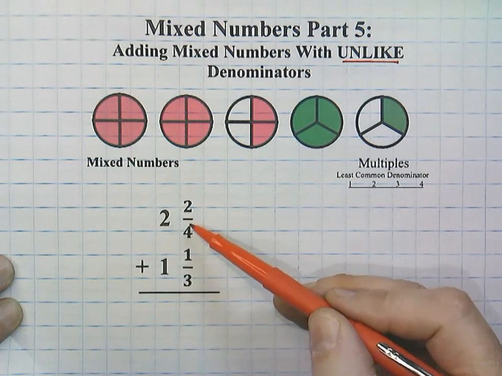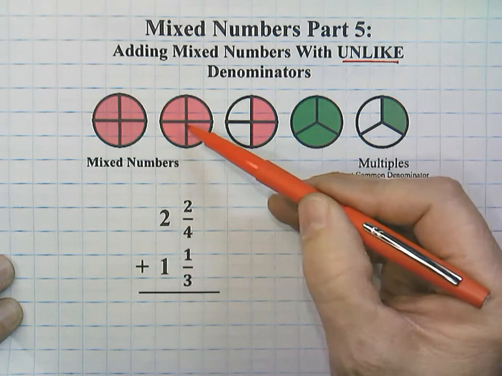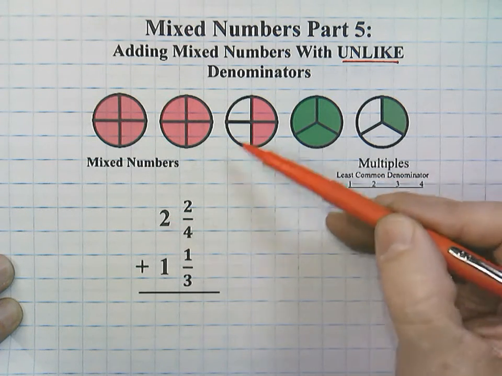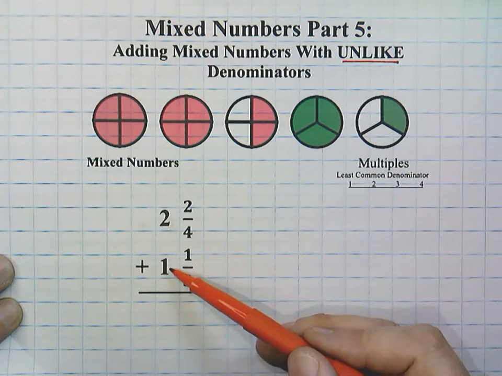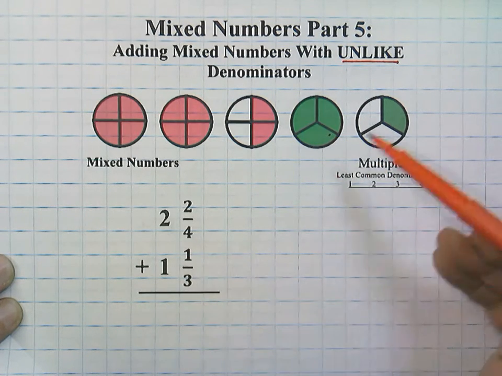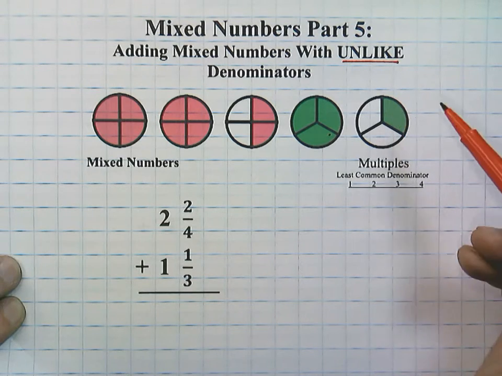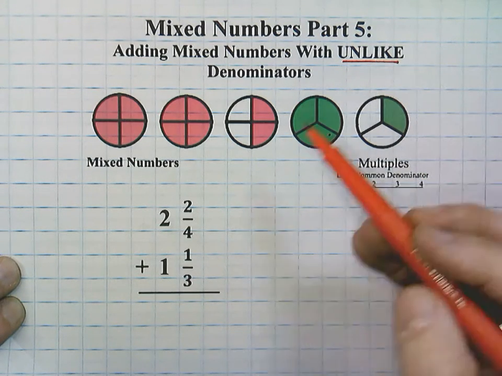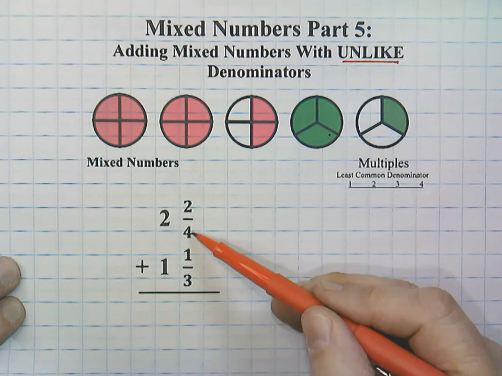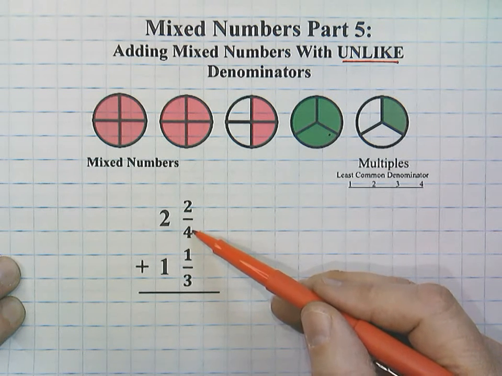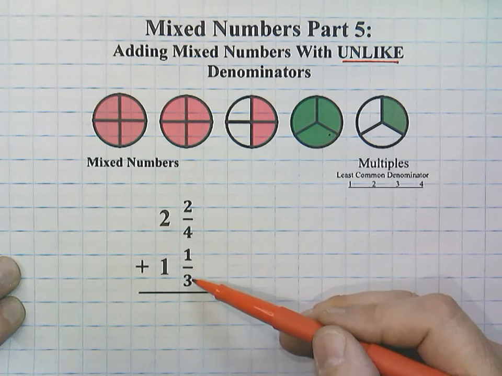The 2 and 2/4 you can see here, there's 2 wholes, and the 2/4 is right here. The green ones represent the 1 and the 1/3. Unlike denominators mean that the bottom numbers, which are called the denominators of the fraction, are different. In this case, you see the 4 in 2/4 and the 3 in 1/3 are different.